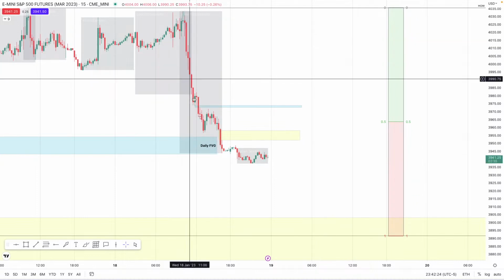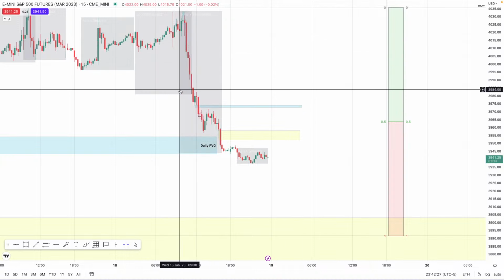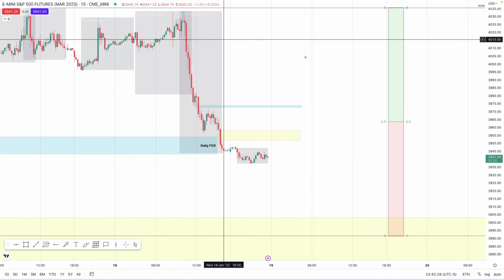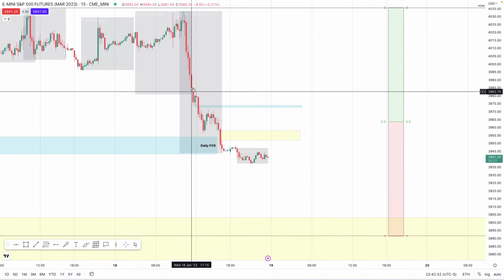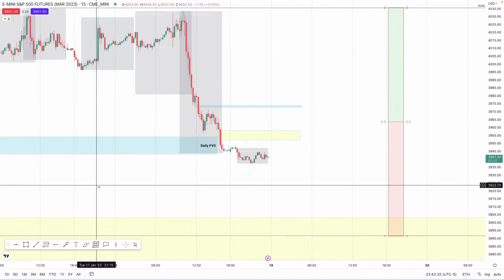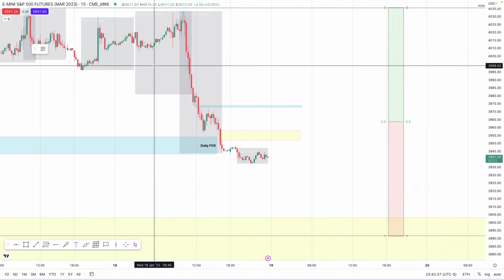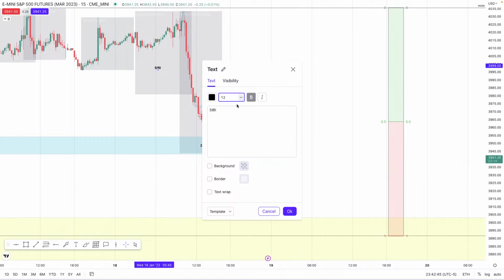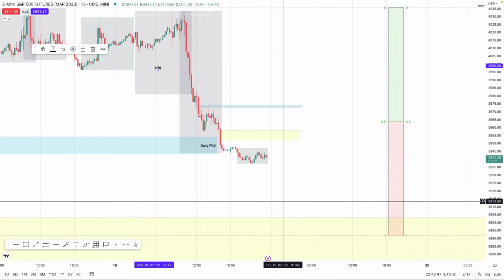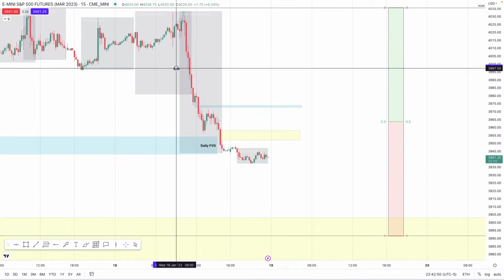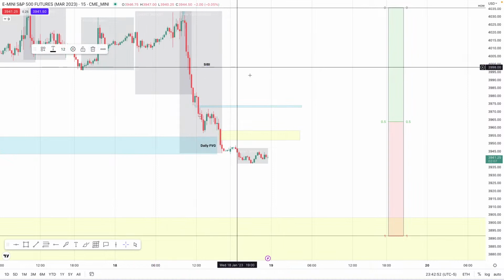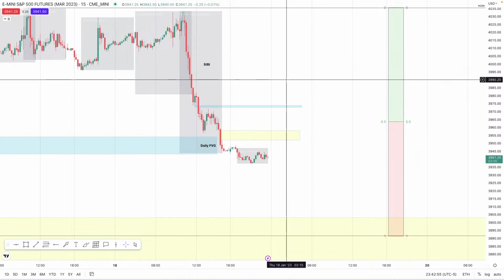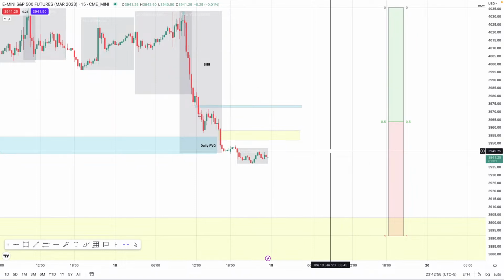I'm not really going to mark any of these gaps yet. Again, we know this is a big 4-hour fair value gap. This whole thing, it's all unbalanced. It's a CB. I can document it. Okay, so we got our CB. And then I would move down to the 5-minute chart.